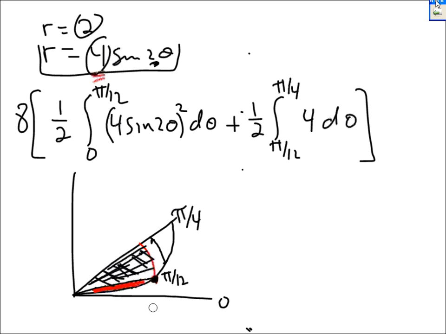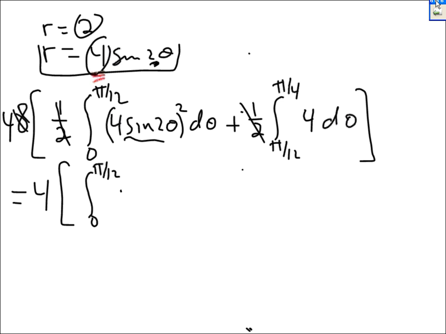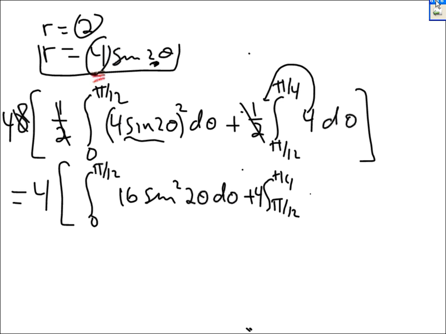Okay, let me get rid of this picture, and I'll comment that I can factor out the 1/2. And when I factor out the 1/2, half times 8 is just 4. So it's 4 times the integral from 0 to pi over 12 of this, which is 16 sine squared 2 theta, d theta, plus the integral from pi over 12 to pi over 4. The 4 I'll put in front, so I just have d theta.